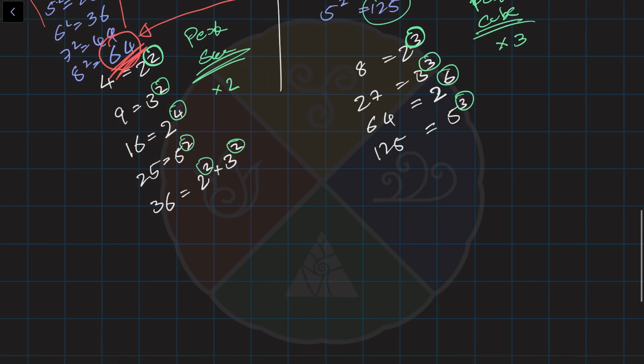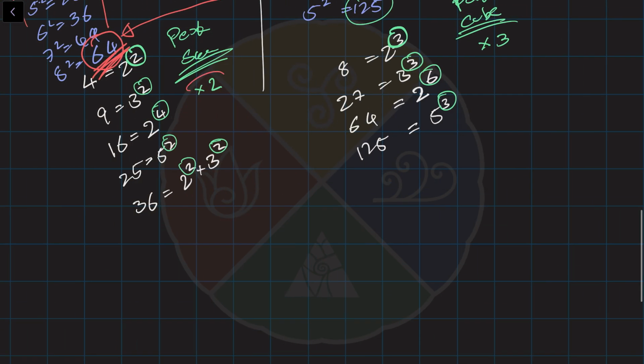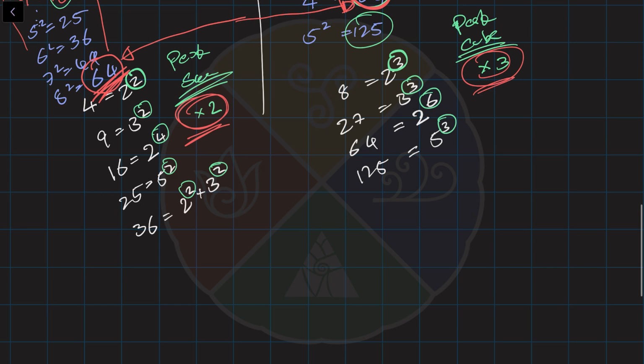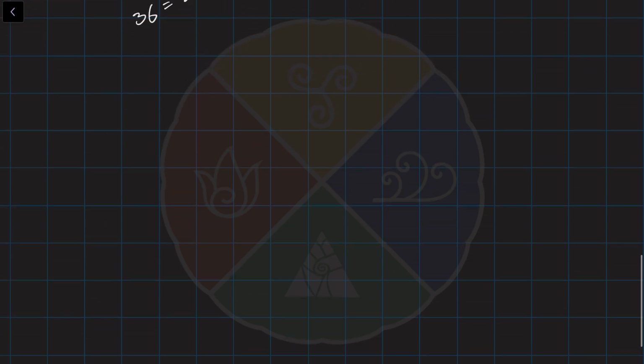Because I just told you that if a number after prime factorization has a power that is a multiple of 2, then it is a perfect square. If the power is a multiple of 3, then it is a perfect cube. If a number has to be both a perfect square and a perfect cube, then after prime factorization, the power of such a number should be both a multiple of 2 and a multiple of 3. So, the power should be a multiple of 2 and 3.